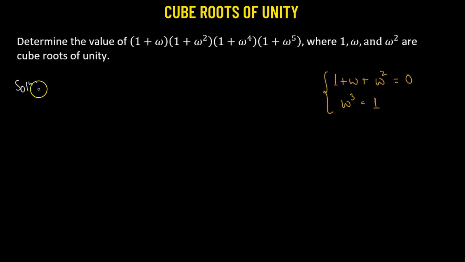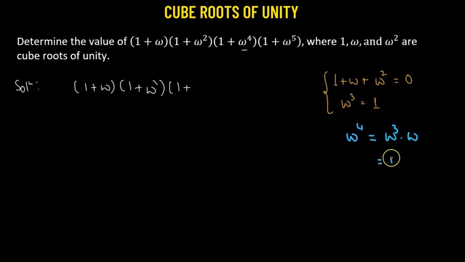So we have 1 plus omega, multiplied by 1 plus omega squared, multiplied by 1 plus omega raised to the power of 4. But we can use the property omega cubed equals 1 to rewrite omega raised to the power of 4 as omega cubed times omega. Omega cubed is 1, so we have omega. So this is the value of omega raised to the power of 4. So let's call it 1 plus omega.